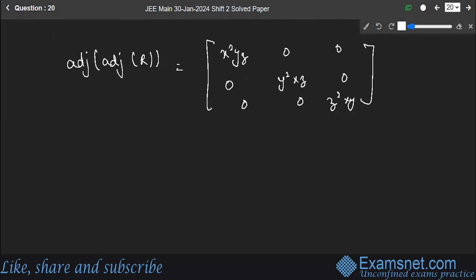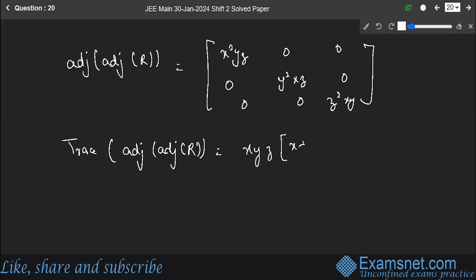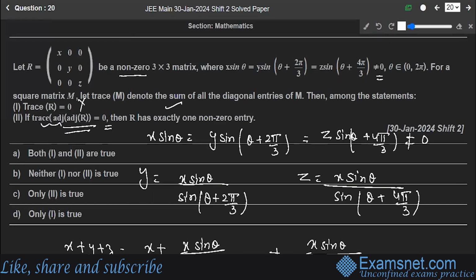So what will be the trace of it? Trace of adjoint of R. This will be the sum of the diagonal elements. I'm taking xyz common. So this will be xyz times x plus y plus z. Now this is not equal to 0. Or if I take, according to the question, it's given that this is equal to 0.